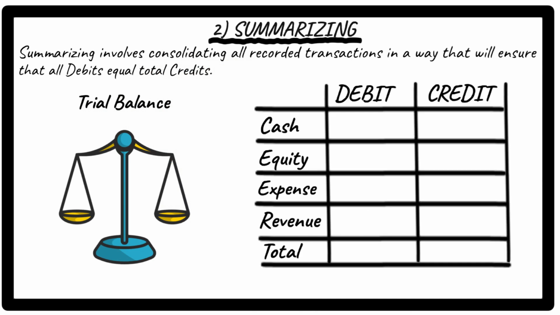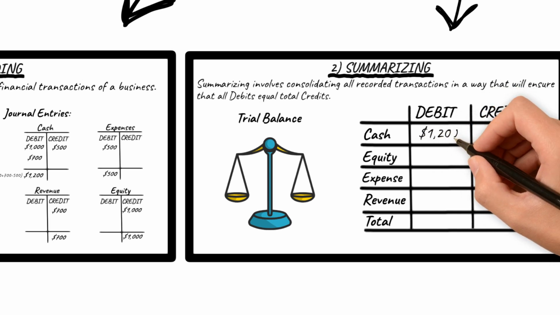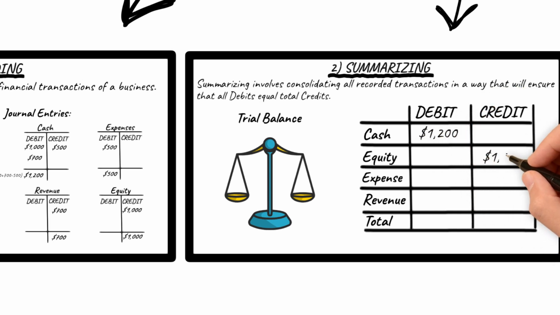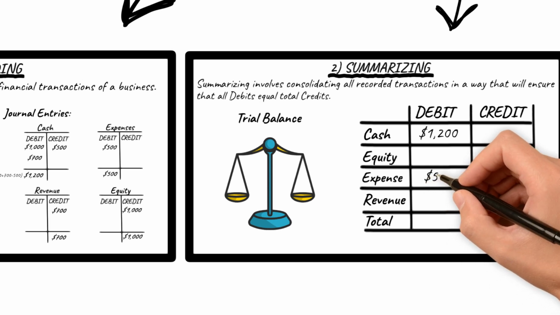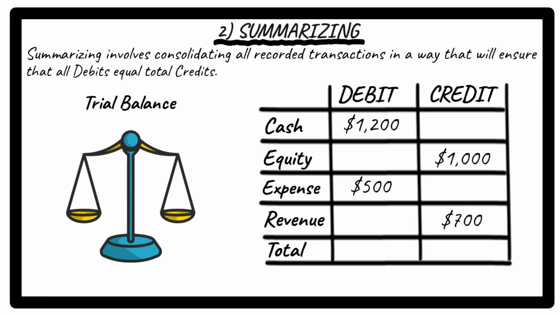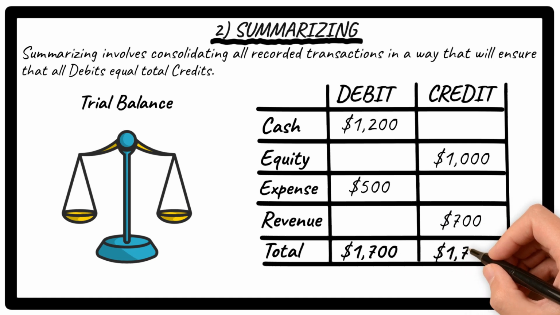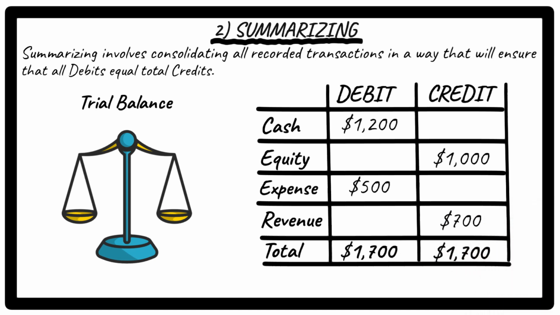Let's prepare the trial balance for SMRs so you can understand it. If I zoom out a little bit, you can see from our journal entries the closing balances for each account. We will simply transfer these balances here in the trial balance. So cash is at $1,200 on the debit side, equity on the credit side $1,000, expenses on the debit side $500, and revenue on the credit side $700. As you can see, both the debit and credit sides of the trial balance for SMRs are equal at $1,700.